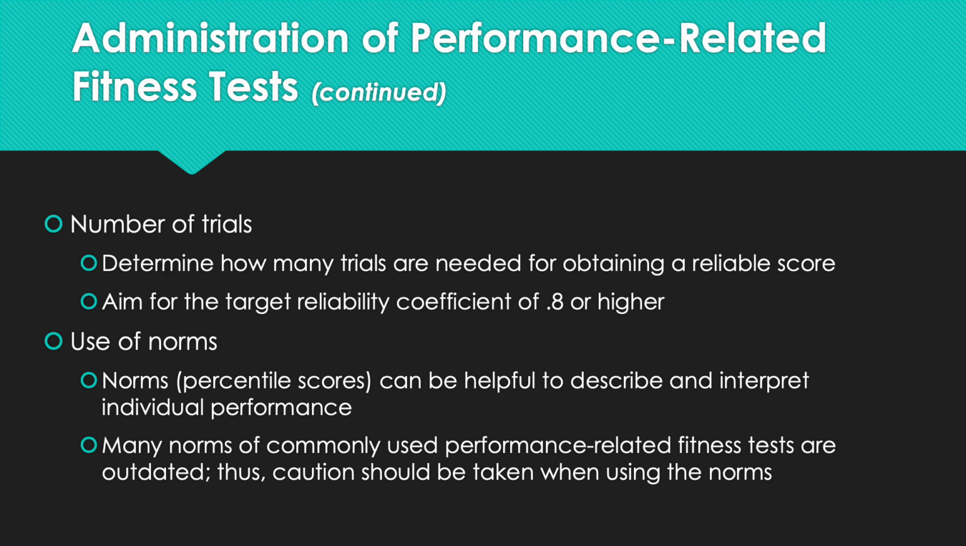Some last things to consider are the number of trials that you need for specific tests. You want to make sure to determine how many trials are needed for obtaining a reliable score, and you want to aim for the target reliability coefficient of 0.8 or higher. Use norms when available. Remember that norms or percentile scores can be helpful to describe and interpret individual performance, and many norms of commonly used performance-related fitness tests are outdated. So you should have caution when you're using these norms to take into account.